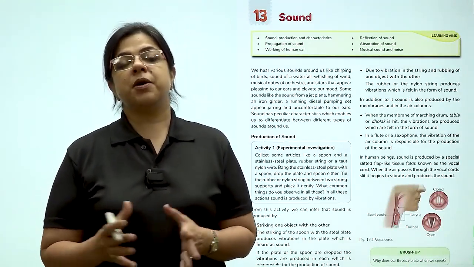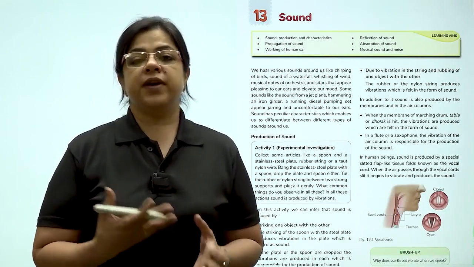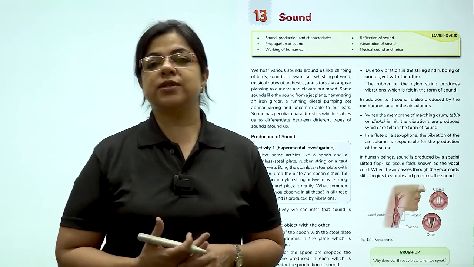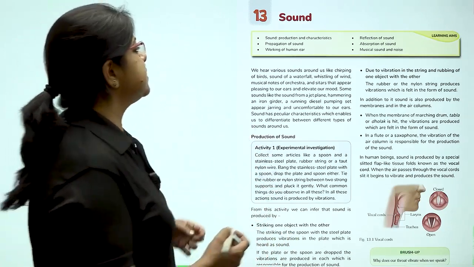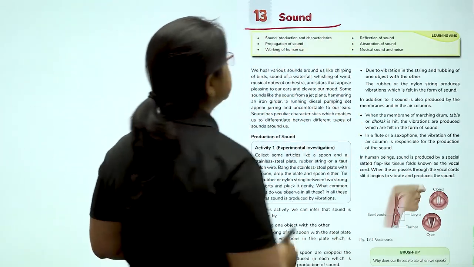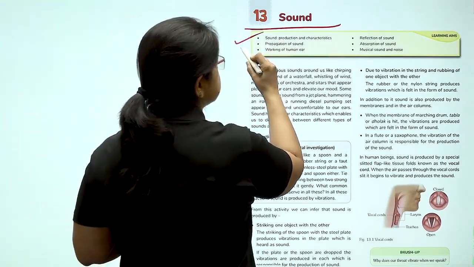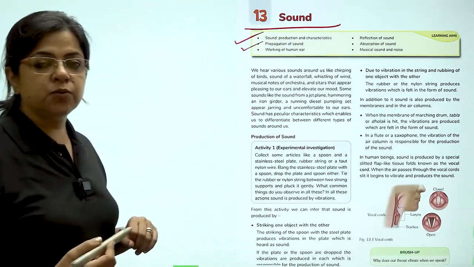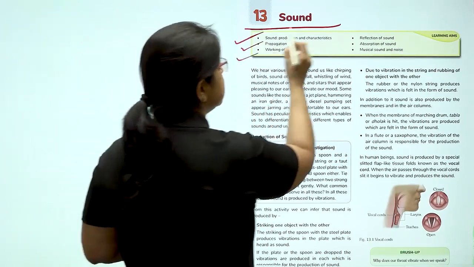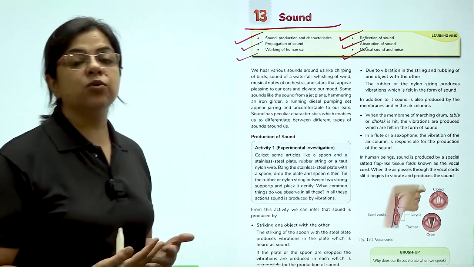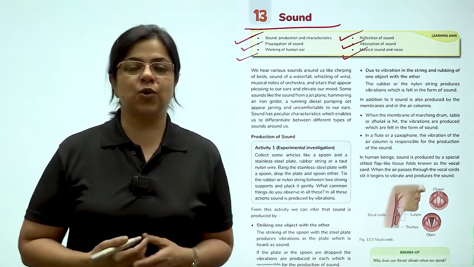Children, we have learnt about energy. We have learnt about various forms of energy. Today we are going to understand a very interesting form of energy which is sound. Chapter number 13. We are going to understand its production and characteristics, how it is propagated, what is the working of the human ear, how sound is reflected and absorbed, and how musical sound is created, and what is noise.